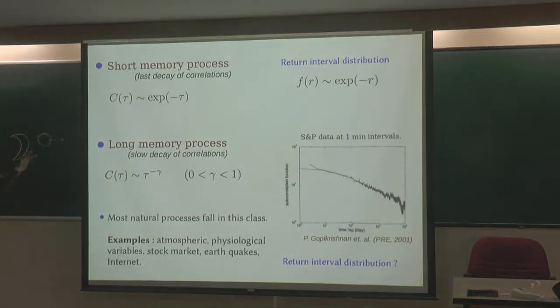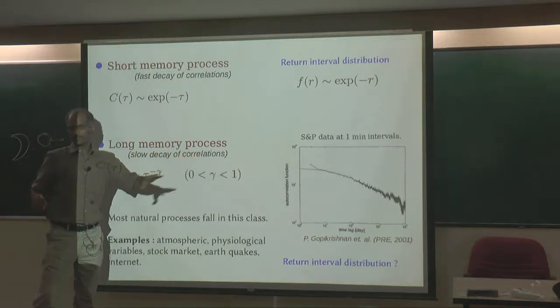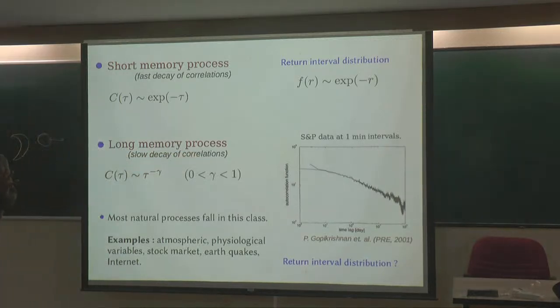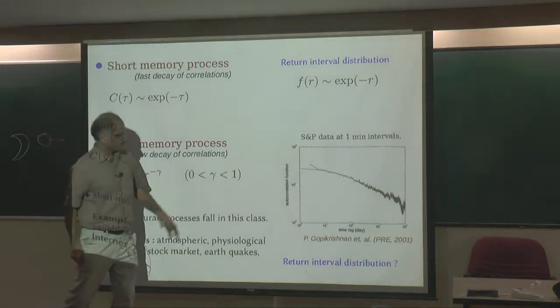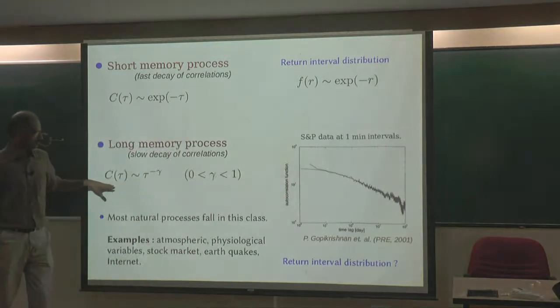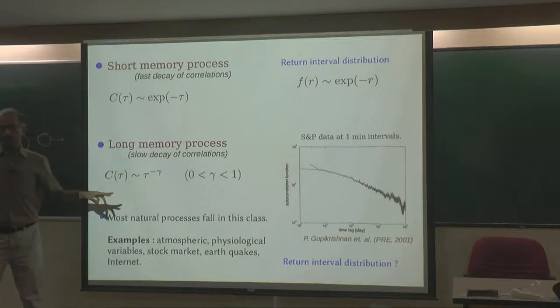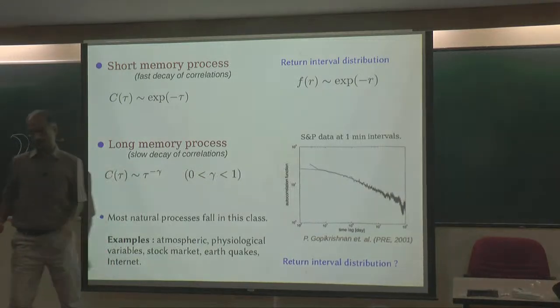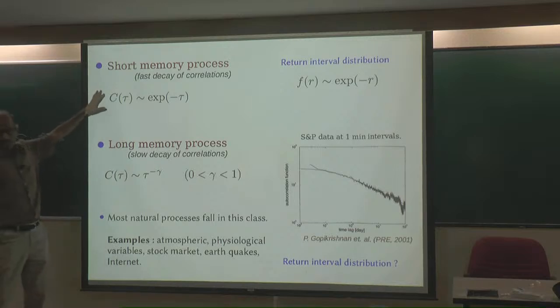On the other hand, the difficult ones are these which would show long memory. Typically you would say that it's a complex system if it falls in this class. The autocorrelation decays very slowly, almost something like this. It's a power law of this type, especially where this exponent gamma lies between 0 and 1. So these are in some sense easy to model, nice ones. These are a nightmare in some sense.